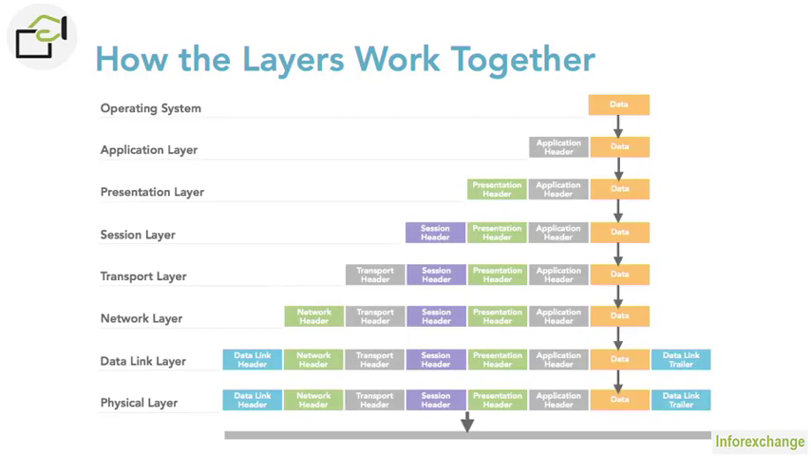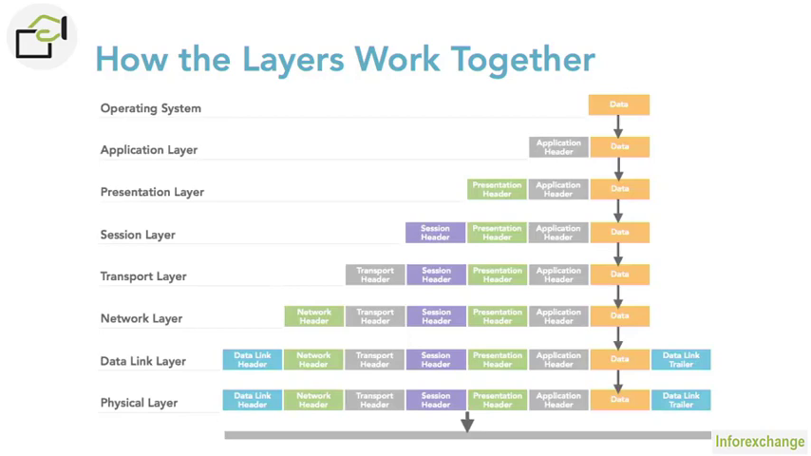coming from applications running on the operating system, and we see how each layer of the OSI model adds its own unique header. Now, each one of these headers that are added to each layer of the OSI model give information to the computer on the other end about the data that is being transmitted. The application layer header, for example, tells the computer on the other end what applications or services running on the operating system are being used for this data.